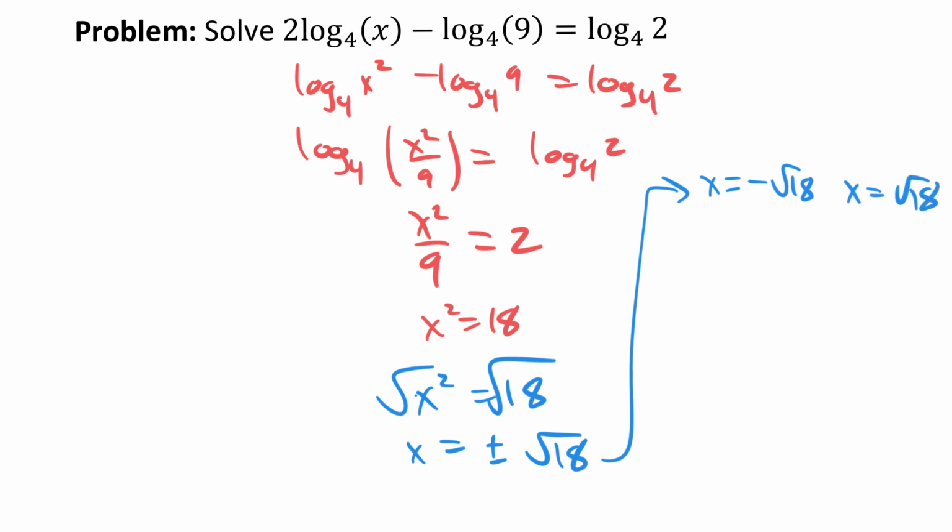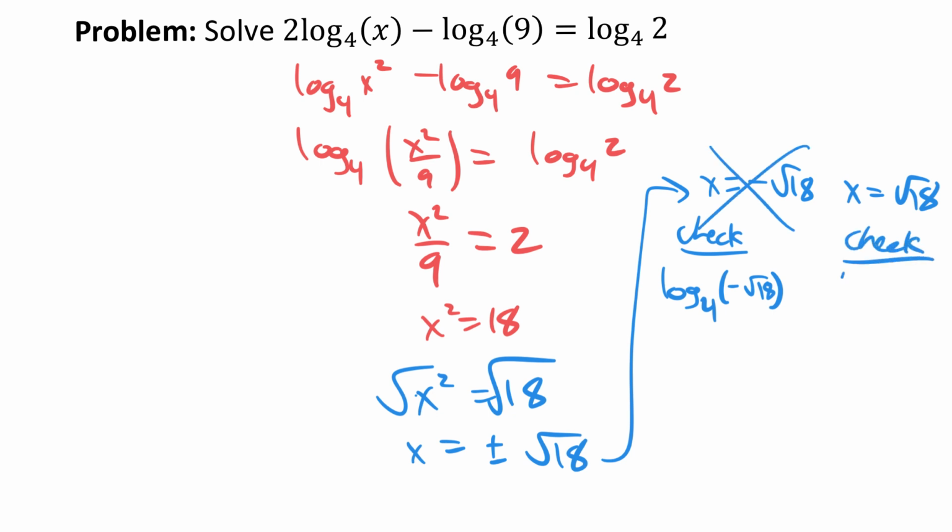I have a feeling like one of those won't work out. When we look back here, if we were to check this one, you would have log base 4 of negative root 18, and that's a mess. You can't log negative numbers, so you reject it. If you check this one, you have log base 4 of just a root 18. That feels a lot more reasonable. This one checks out, and you can go ahead and box it.